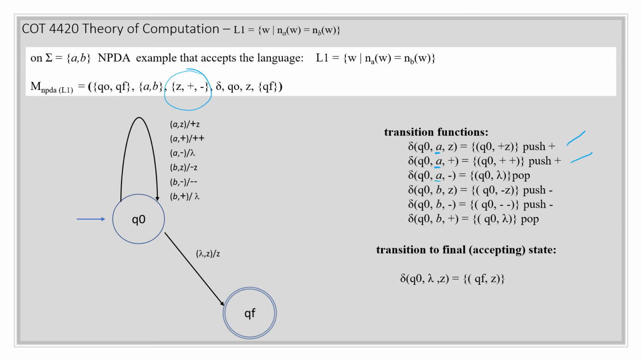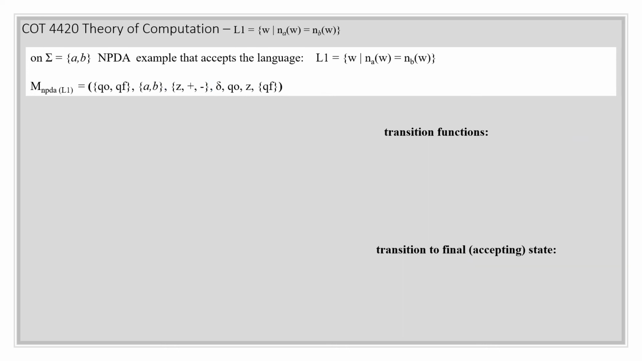If we encounter an A and there's a minus on the top, then we're going to pop that minus off. If we encounter a B, we're going to push a minus. And if we have a B and on the top of our stack is a plus, we're going to pop that off. And then we just have the same transition into a final or accepting state. So we're going to see if this ends up with the same number of A's and the same number of B's.